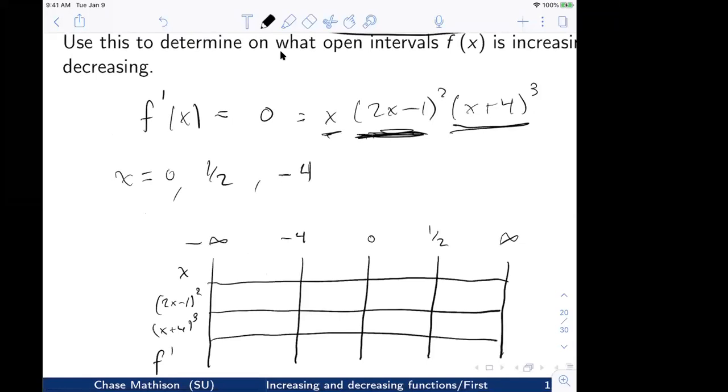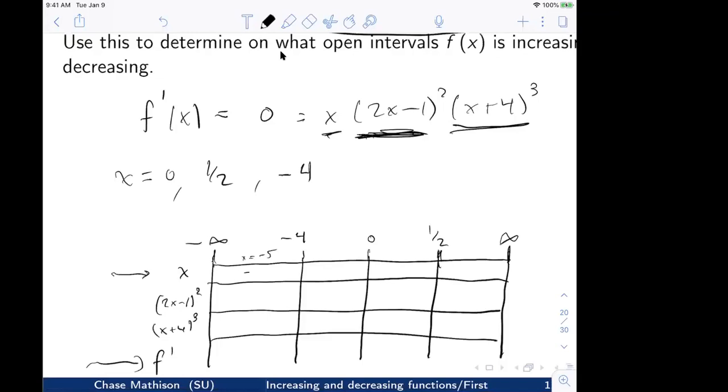Okay, so now I just need to determine the sign. Really, I only need to determine the sign of f prime, but determining the sign of all of these things is going to help me in doing that. Let's start with this row here. What sign does x have when x is between minus infinity and -4? Well, what test value could we plug in? -5. Excellent. And when we plug in x equals -5, what sign does that have?